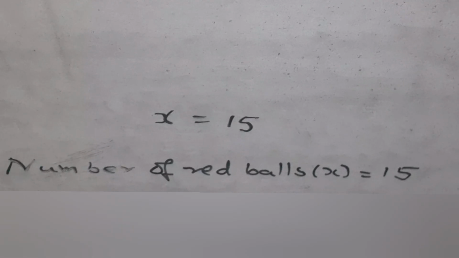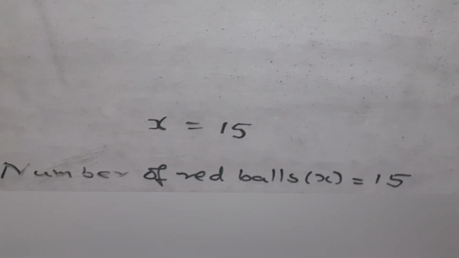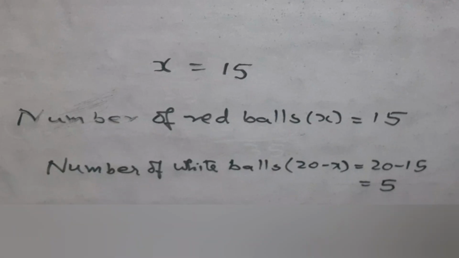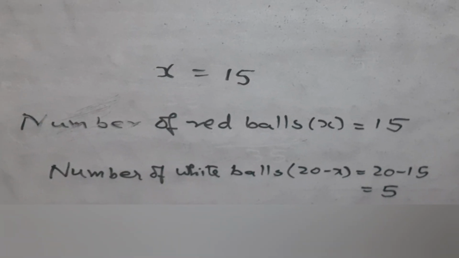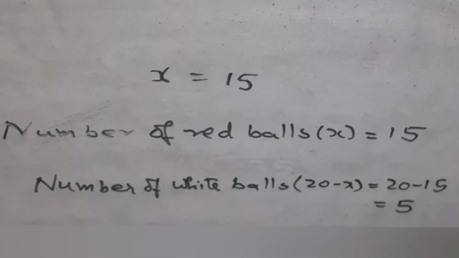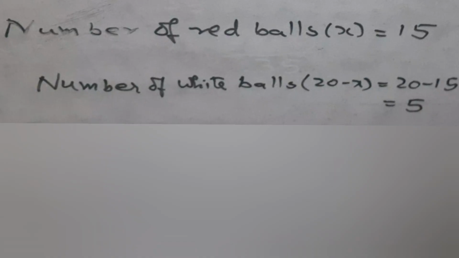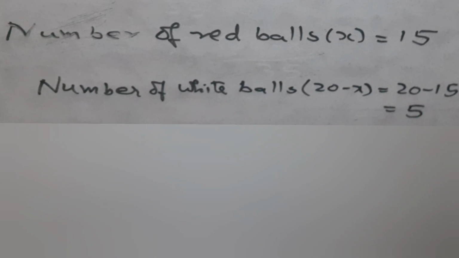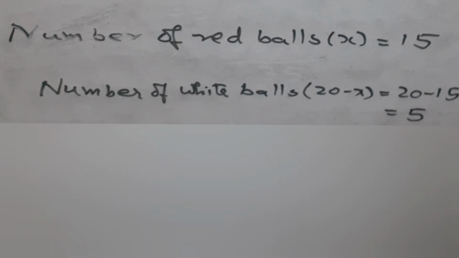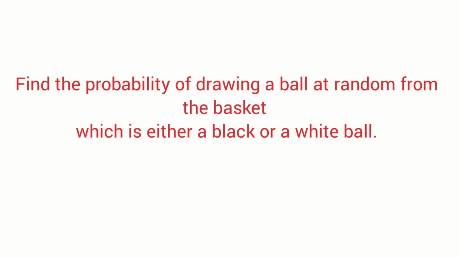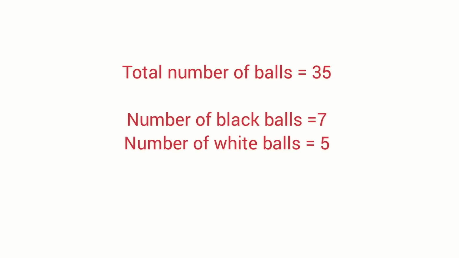So x equal to 15, this means there are 15 red balls, and 20 minus x will give you 5 white balls. We have found that there are 5 white balls. Also number of black balls was 7. So the required probability will be 7 plus 5, the whole divided by 35.